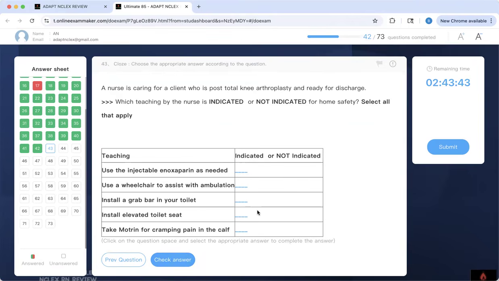Caring for a client who is post-knee arthroplasty and ready for discharge, which teaching by the nurse is indicated or not indicated for home safety? Like I said, safety question. Patient is going home, he has knee arthroplasty, that means knee surgery, knee replacement. Which one will you institute for safety? Use injectable enoxaparin as needed, use a wheelchair to assist with ambulation, install a grab bar in your toilet, install elevated toilet seats, take Motrin for cramping pain in the calf. What do you think?